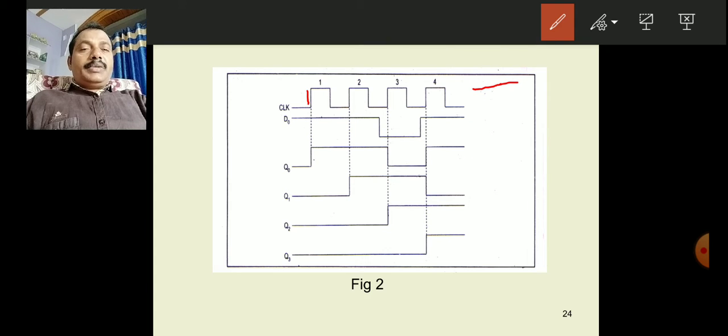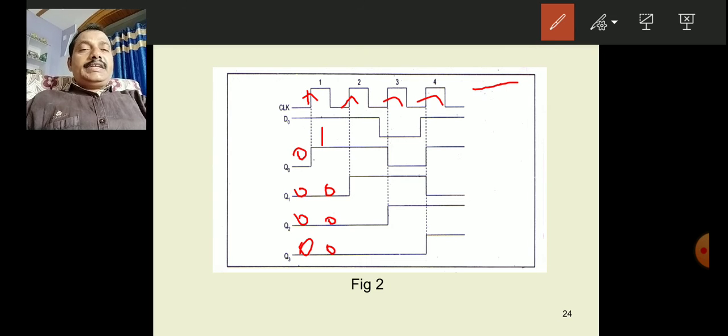Because it is positive edge triggering, all the clock pulses are positive edge, flip-flops are positive edge triggering. At the positive edge, D0 is 1 means Q0 is 1. So initially all are zeros, you observe, initially all are zeros. So when the first clock pulse has come, Q0 becomes 1. First edge, Q0 is 1, and Q1 is 0 only, Q2 is 0.